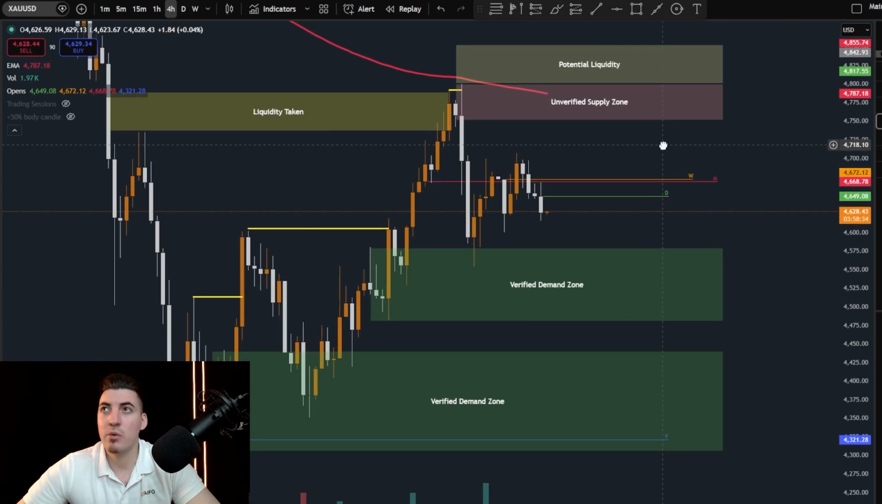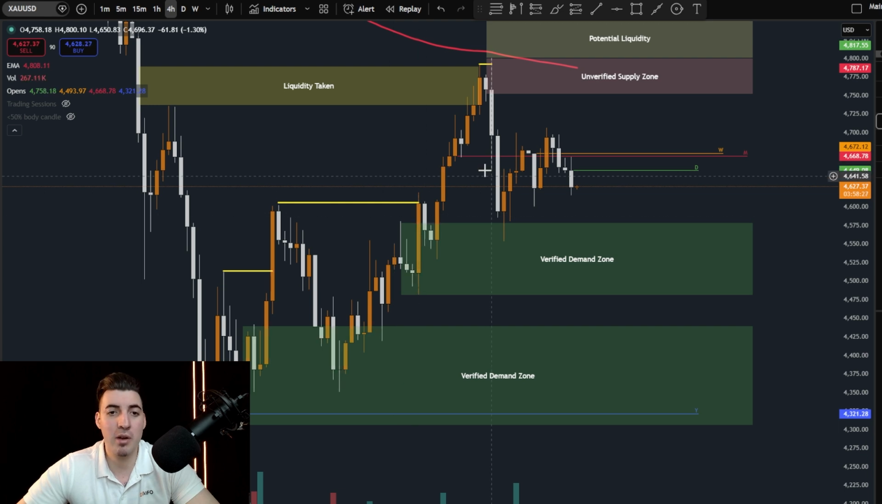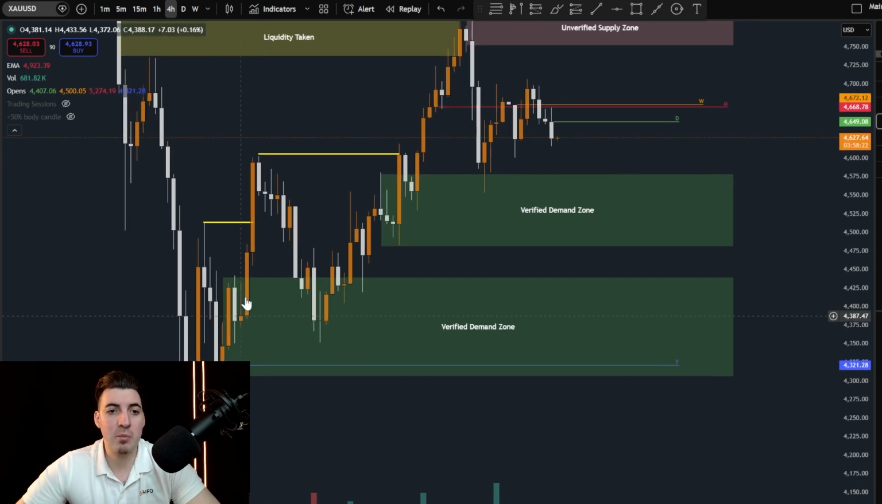All right, over to gold/US dollar. We can see the price has been reacting very well to our supply and demand trading. We can see that the price came up, it broke market structure, and it created this verified demand zone because the price came back down and then began to retrace back into the upside.